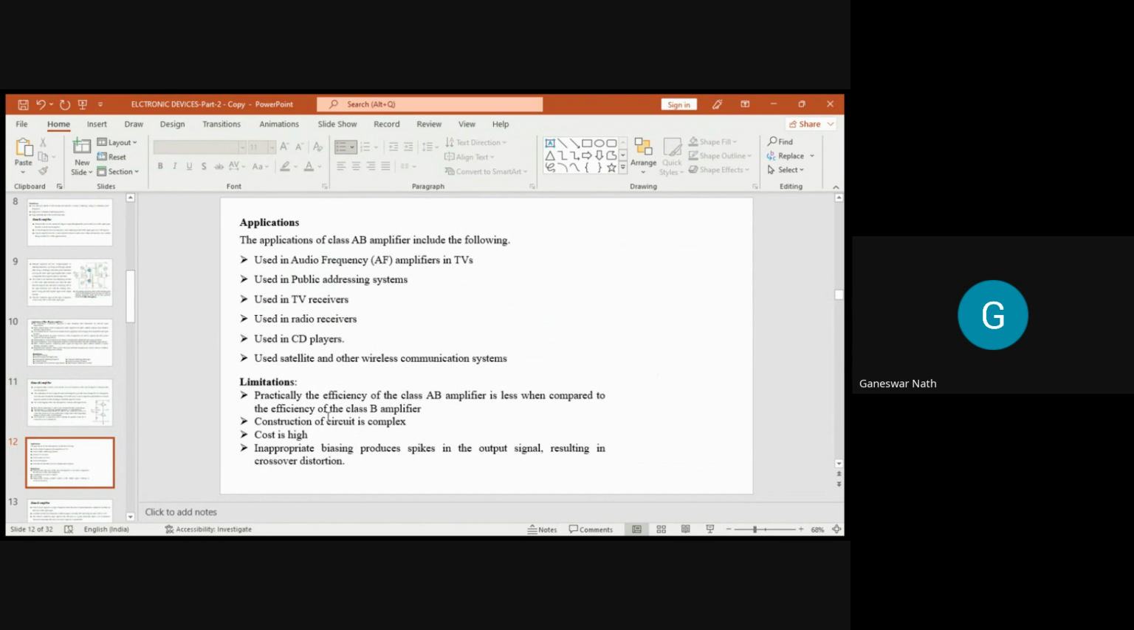Practically, the efficiency of the class AB amplifier is less when compared to the efficiency of the class B amplifier. That means even if we combine class A and class B, the efficiency is less compared to class B. The construction of the circuit is complex, the cost is high, and inappropriate biasing produces spikes in the output signal.